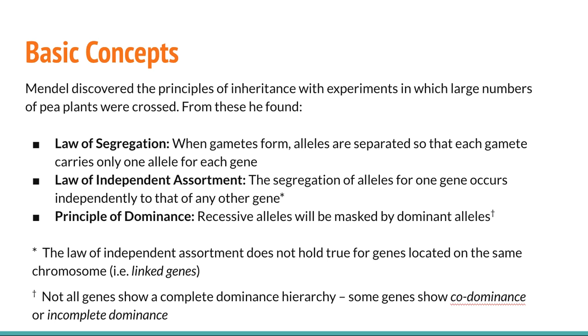The second law is the law of independent assortment, and this states that the segregation of alleles for one gene occurs independently to that of any other gene. However, the law of independent assortment does not hold true for genes located on the same chromosome, so these are linked genes. The third law is the principle of dominance, which states that recessive alleles will be masked by dominant alleles. However, not all genes show a complete dominance hierarchy. Some genes show codominance, which will be discussed later in the chapter.